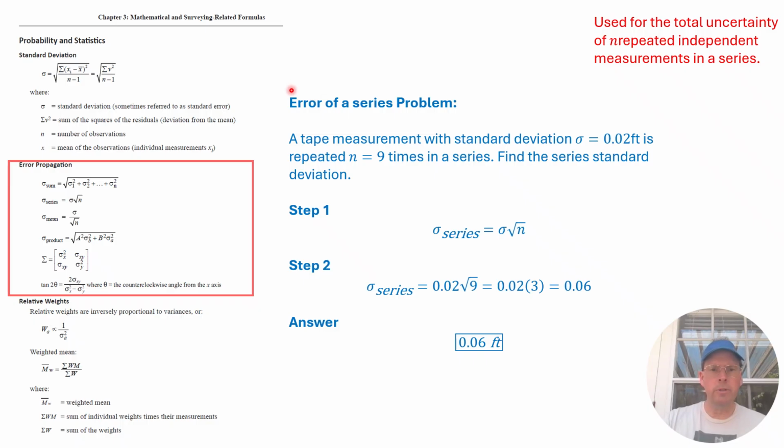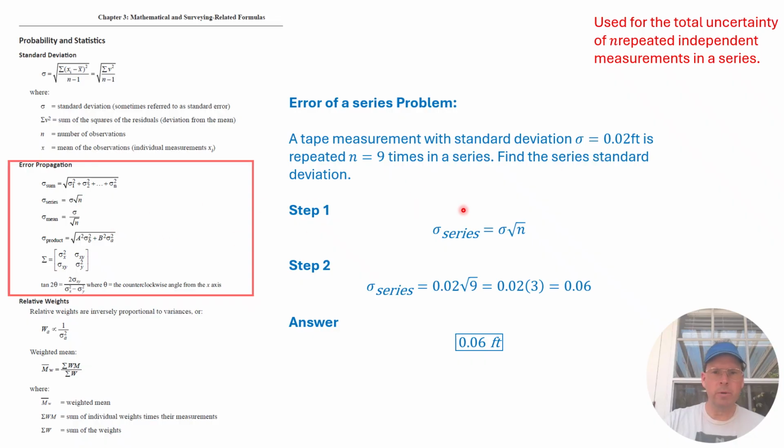Error of a series is the next one. That's used for the total uncertainty of n repeated measurements in a series. So let's say you have a tape measurement with a standard deviation of 0.02 feet. It's repeated 9 times in a series. Find the series standard deviation.